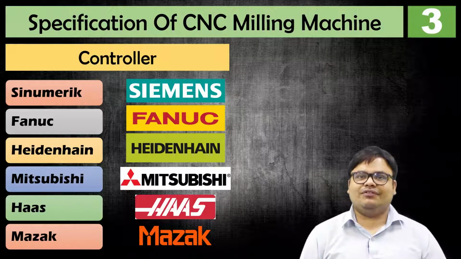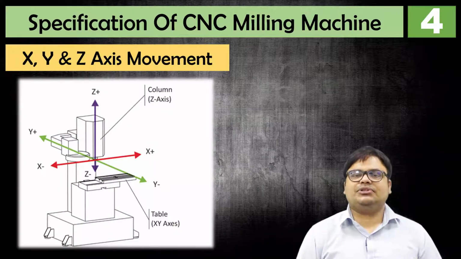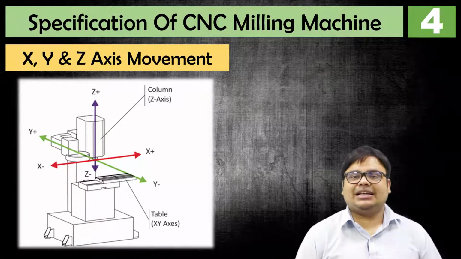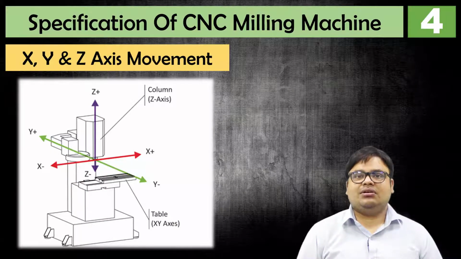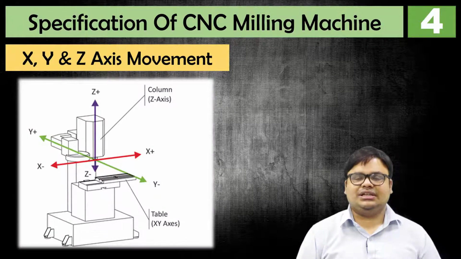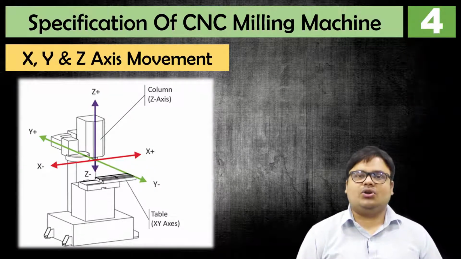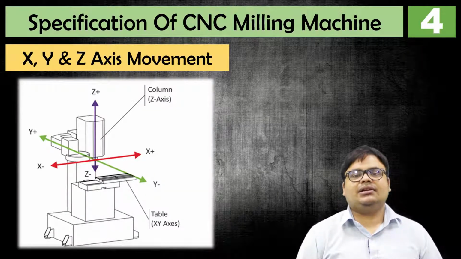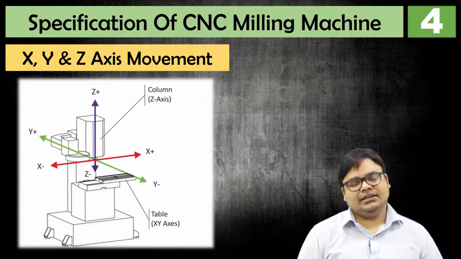Then moving on to the fourth one, that is XYZ axis movement. Axis movement means how much maximum movement we can do in one axis. It is very important that we know this, because as per that, whether the length of a profile we are going to machine is possible or not can be decided. If the length of the profile is more than the length of the axis movement, then it is not possible. So for that purpose we should be clear about the axis movement of XYZ in millimeters for the particular machine.